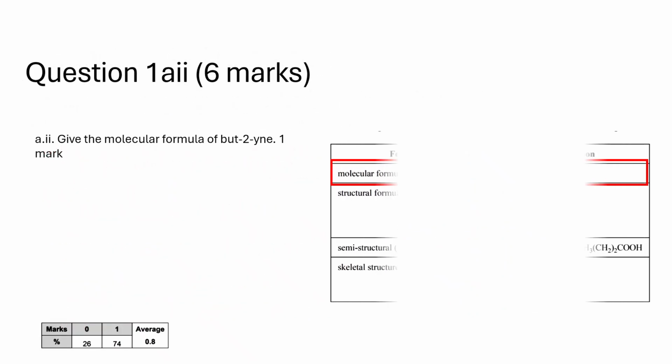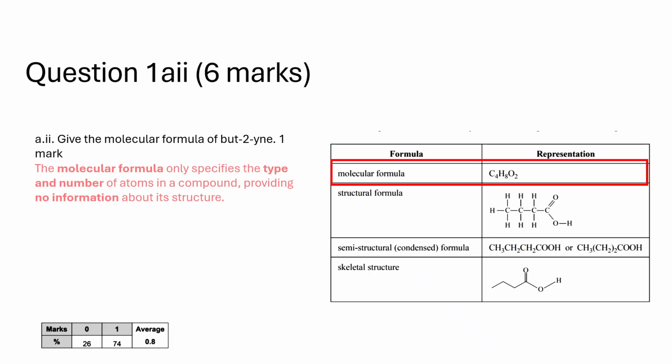The molecular formula only specifies the type and number of atoms in a compound, providing no information about its structure or bonding. For example, but-2-yne, an alkyne, has the molecular formula C4H6, indicating it contains 4 carbon atoms and 6 hydrogen atoms.